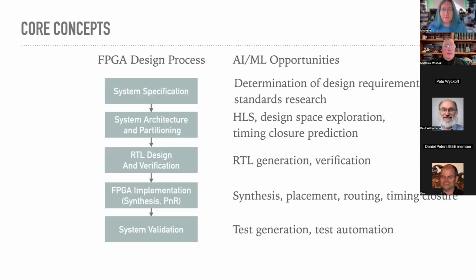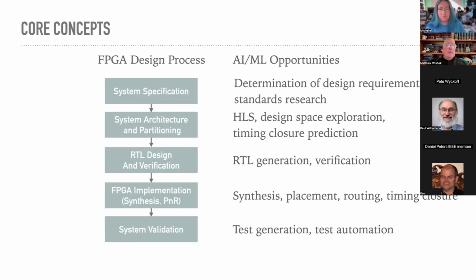So if we look at the FPGA design process we talked about, there's a specifications phase, there's an architecture and partitioning phase, there's an RTL design and verification phase, an implementation phase, and a system validation phase. So, I think that there's opportunities for AI and ML to help with these various phases. Sometimes we talked about the technical risk or the schedule risk or even the cost risk.